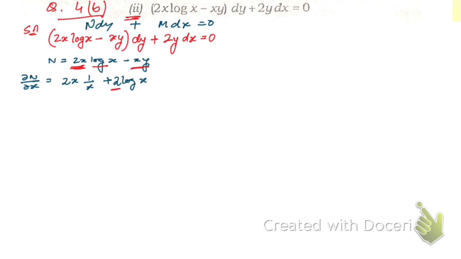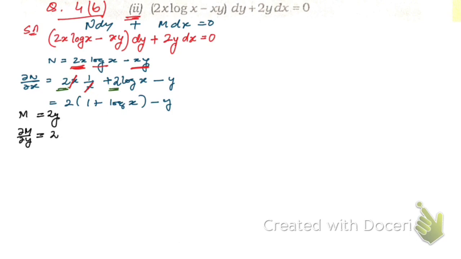And if you differentiate partially this term, you will get y only, because the derivative of x with respect to x is 1. Similarly, here the x cancels, so you can take 2 common. On taking 2 common, you will get 1 plus log of x minus y. That is what you will get. Similarly, you will get M is equal to 2y, and if you differentiate it partially with respect to y, then you will get 2 here.